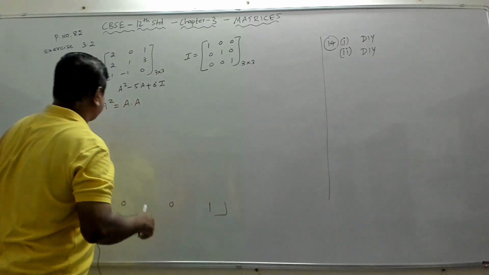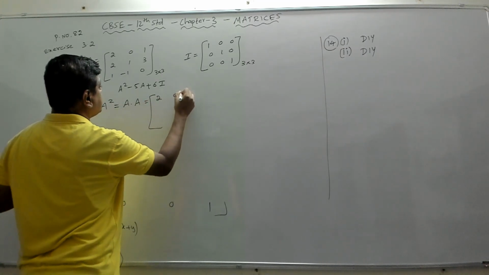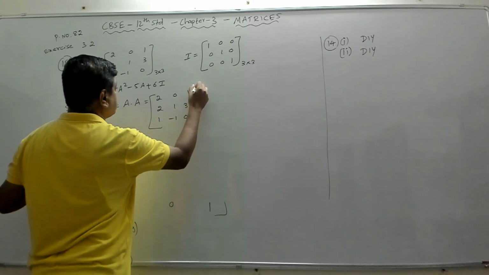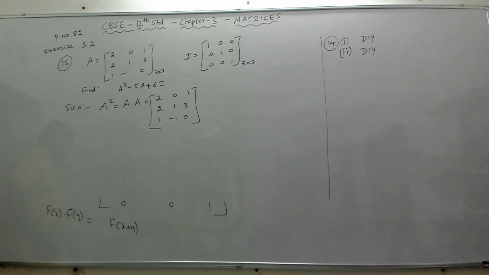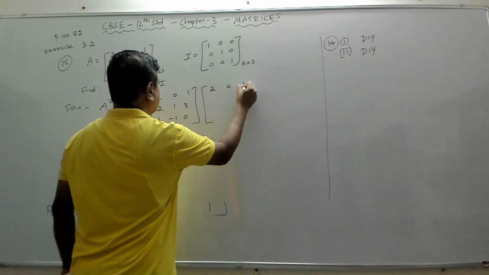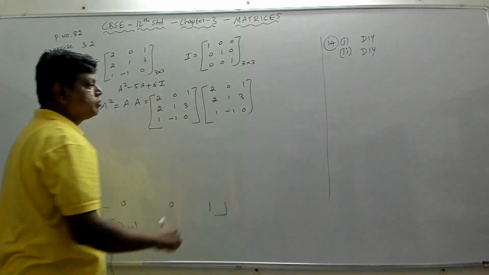Multiplying A with itself. So A is what? A is 2, 0, 1, 2, 1, 3, 1, minus 1, 0. So this is your A matrix. Fine. So we have to multiply A with A to get A square. So A with A, 2, 0, 1, 2, 1, 3, 1, minus 1, 0. Fine.